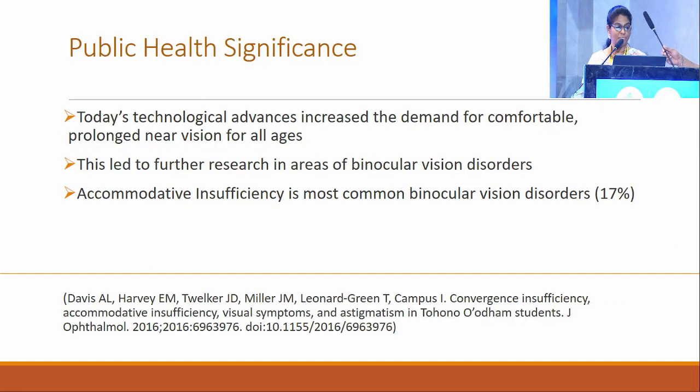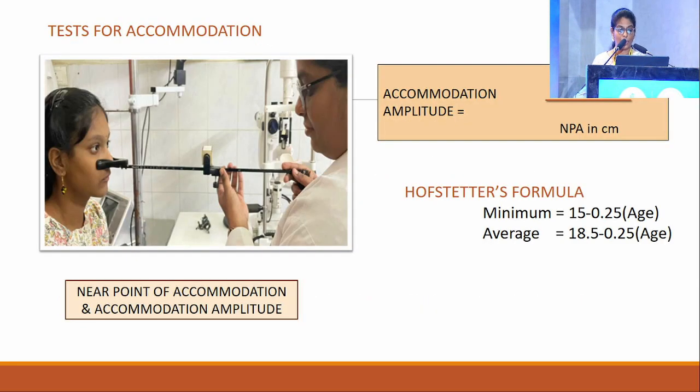Why it is important is because today's technological advances increase the demand for comfortable prolonged near work for all age groups, which led to further research in the areas of these vision abnormalities, and among those, accommodative insufficiency is the most common vision abnormality, accounting for 17% of the cases.